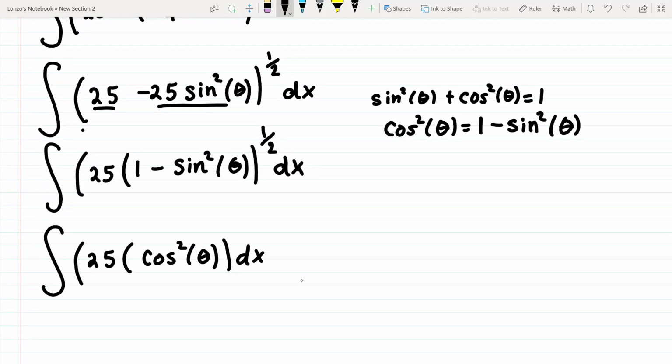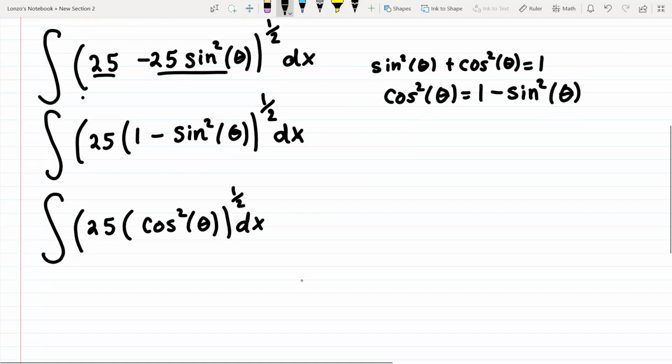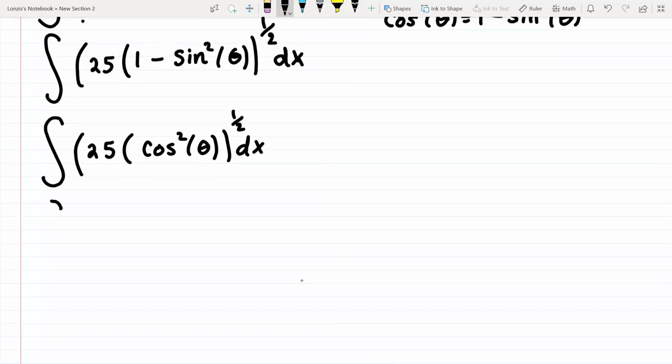dx. So, oh, and then we're still raising it to the 1/2. So we're raising everything to the 1/2. So what's this 25 raised to the 1/2 and cosine squared theta raised to the 1/2? That would be simplified as 5 cosine theta dx, right? So all I did was I raised each term to the 1/2. So 25 raised to the 1/2 is 5. Cosine squared theta raised to the 1/2 is just cosine theta.